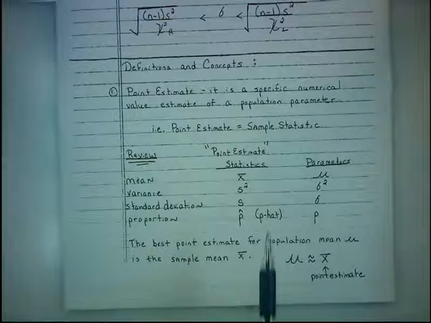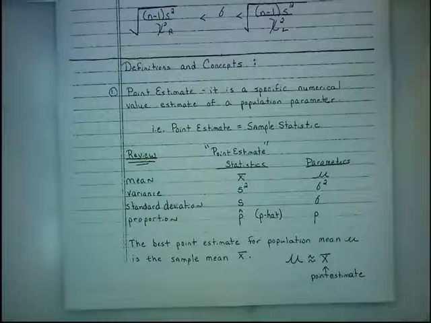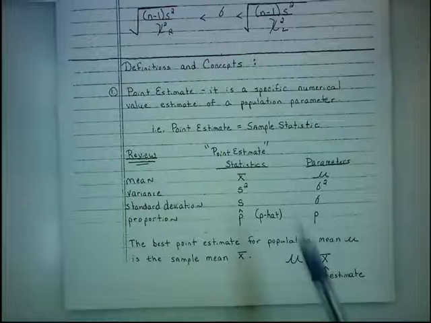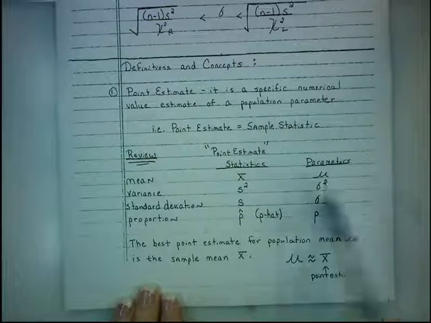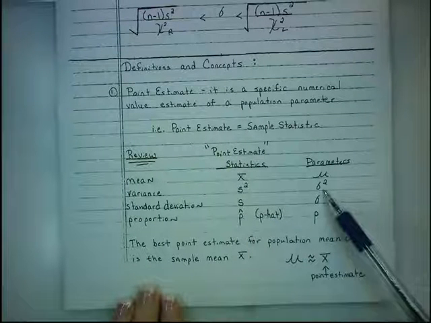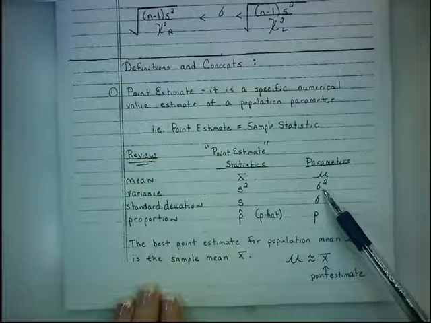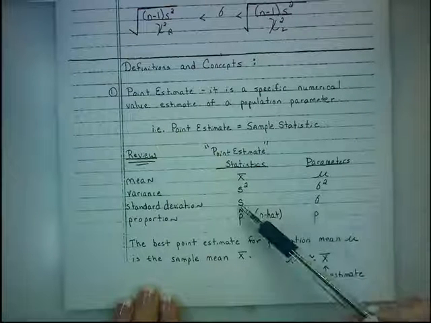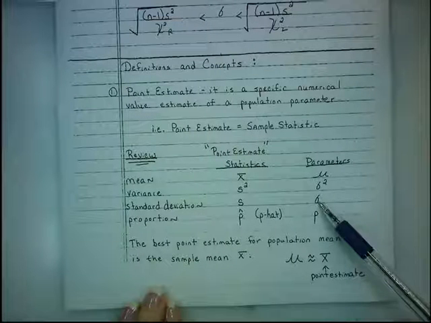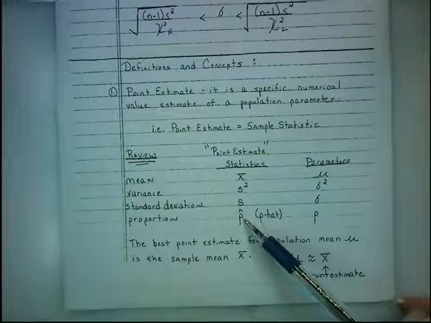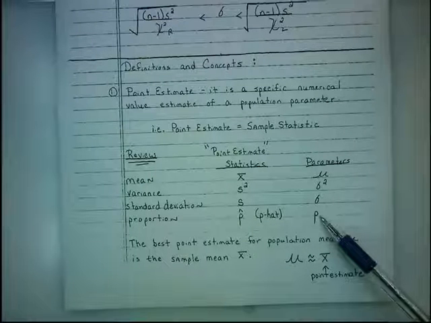The other thing that you have to know would be definitions and concepts. A point estimate is a statistic which is any measurement taken from a sample. And the point estimate or statistic is used to estimate a population parameter. So the sample mean is used to approximate mu. The sample variance is used to approximate the population variance, sigma squared. Sample standard deviation is used to approximate population standard deviation, sigma. And sample proportion is used to approximate population proportion, P.